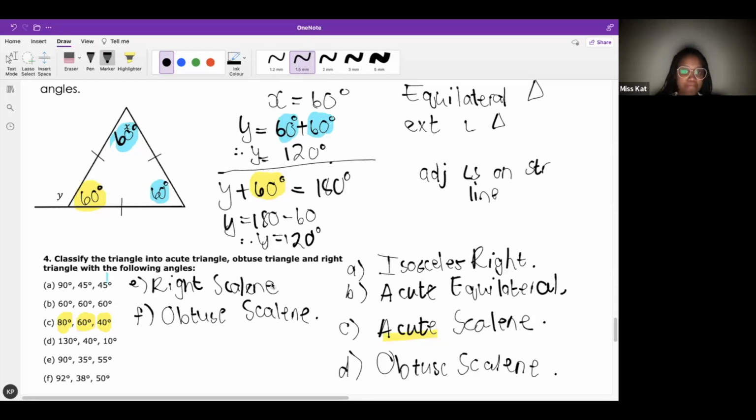Ma'am, how is F obtuse, but only one angle is higher than 90 degrees? Yes, only one angle can be higher. Do you agree? Yes, because they have to add up to 180. So if more than one are higher than 90, then they won't add up to 180. So if it's acute, then all of them have to be acute, but if it's obtuse, only one has to be obtuse. Okay, yes, ma'am. Thank you, ma'am. Good question. You're welcome. Yay, let's go to the brain break.